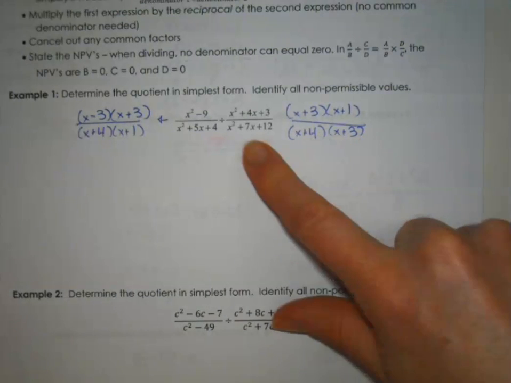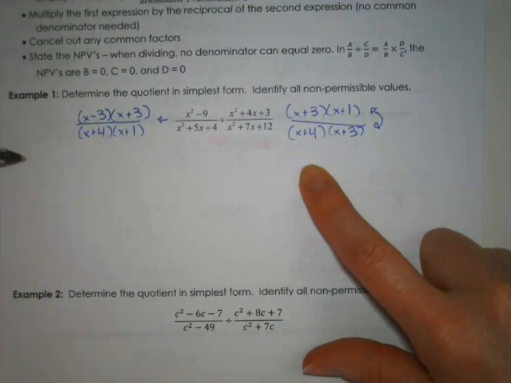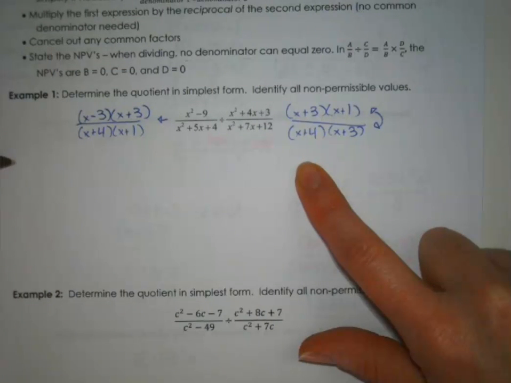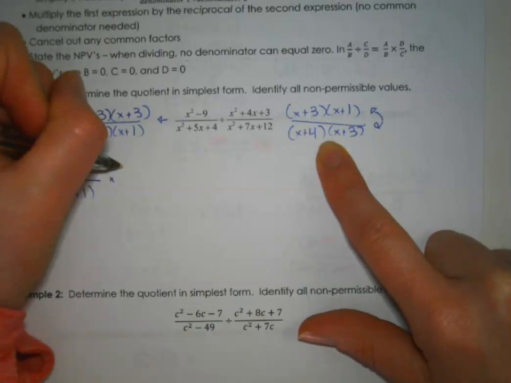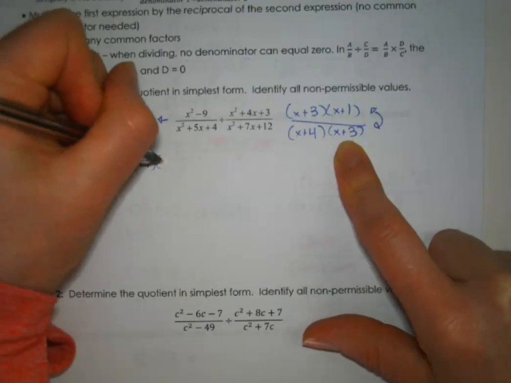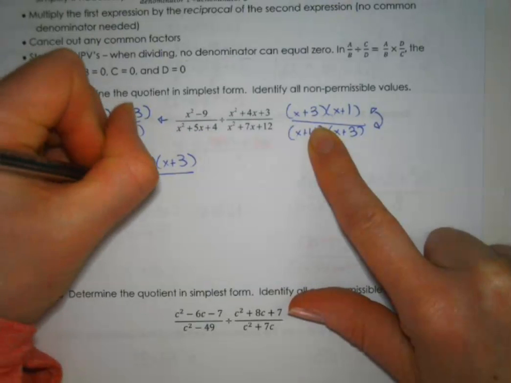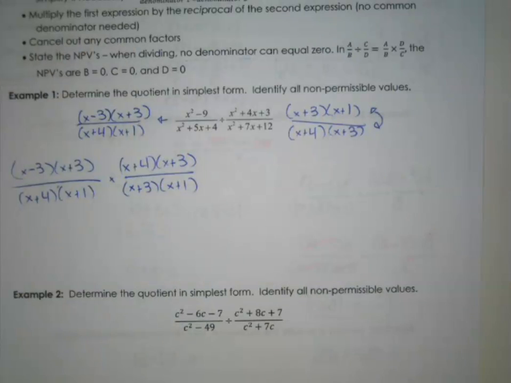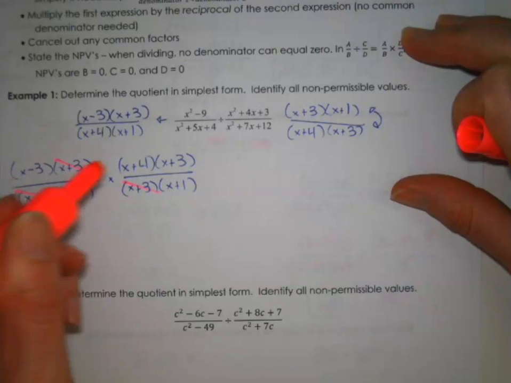Okay, now remember, because this is dividing by, we're going to have to multiply. So we're going to have to find the reciprocal of this one. So we're going to flip that in order to do our operations. So this one can stay the same. It's going to be x minus 3, x plus 3, divided by x plus 4, x plus 1. And then multiplying that by the reciprocal. So this needs to be on the top now. x plus 4, x plus 3. And we're going to divide that by the bottom here, x plus 3 and x plus 1. Okay, now we want to cancel out our common factors. So we have, let's see, x plus 3, x plus 3, x plus 4, x plus 4.